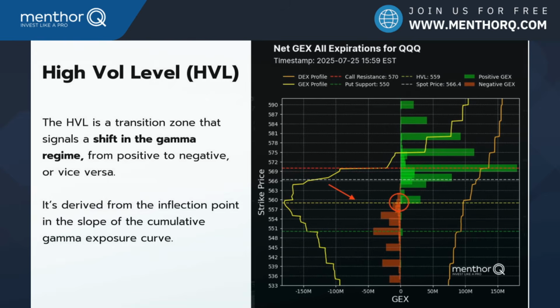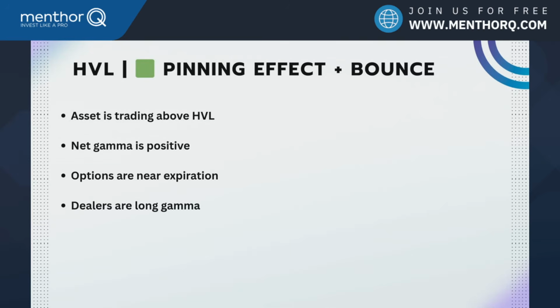Traders can use the HVL level to adapt their strategy, understand if flow is likely to stabilize or accelerate, and again, use it as a risk management tool as well. So why is the HVL so important? Because it's really like a sentiment indicator. It doesn't just tell you where the price may react, but it tells you how the price is likely to behave in the current gamma regime. So very, very important. So again, let's look at some scenarios on how you can use the HVL.